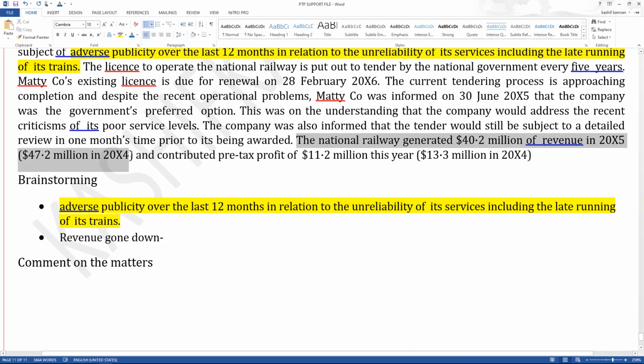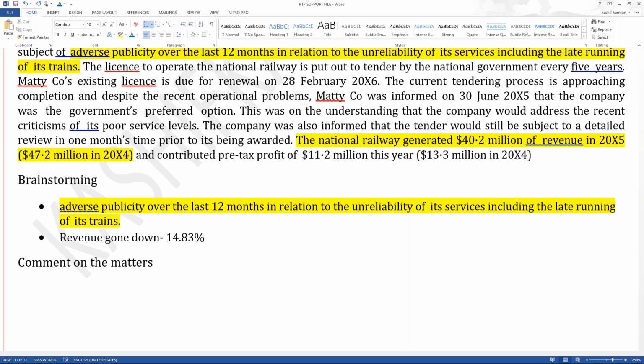See this? Last year it was 47.2 million. This year it's 40.2 million. Okay, the revenue has gone down by 14.83%. So does that mean the adverse publicity is taking a negative impact on the financial numbers, right?